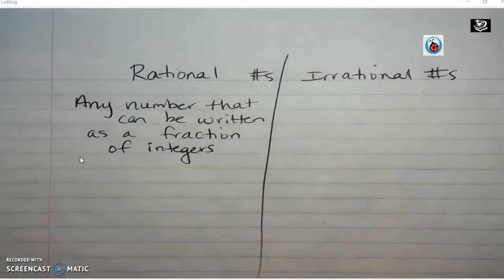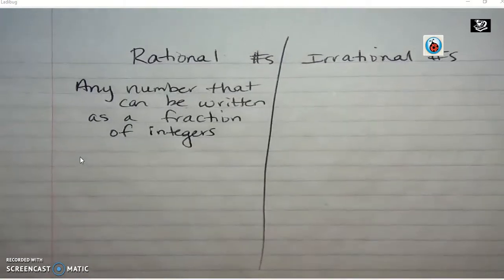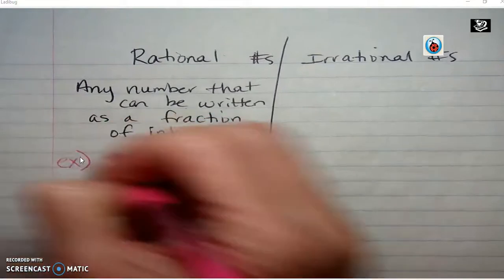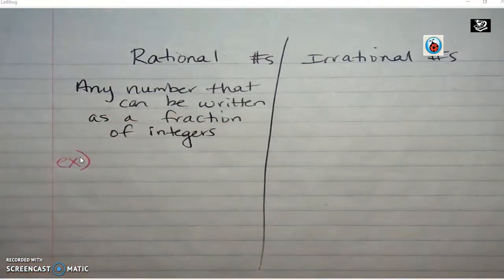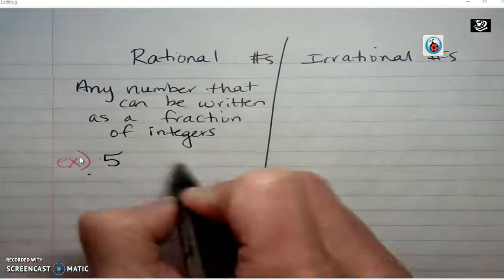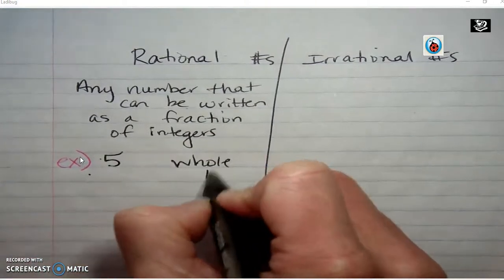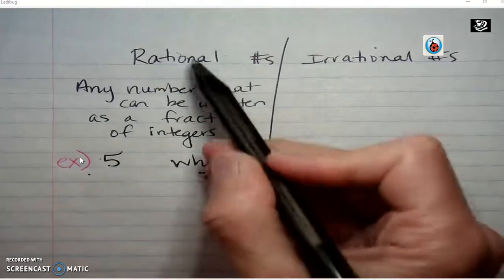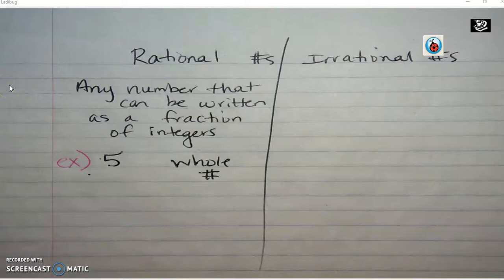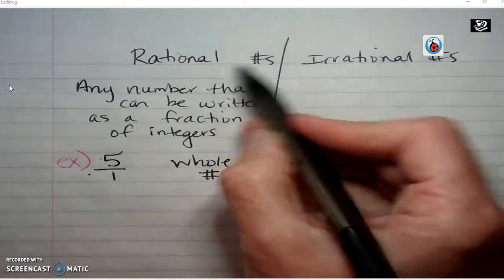So let's talk about some examples of that. Well, one example would just be a whole number, 5. All right, 5 is a rational number because you can write it as a fraction. You put 1 underneath it, and ta-da, you have a fraction of integers. So whole numbers are rational numbers.